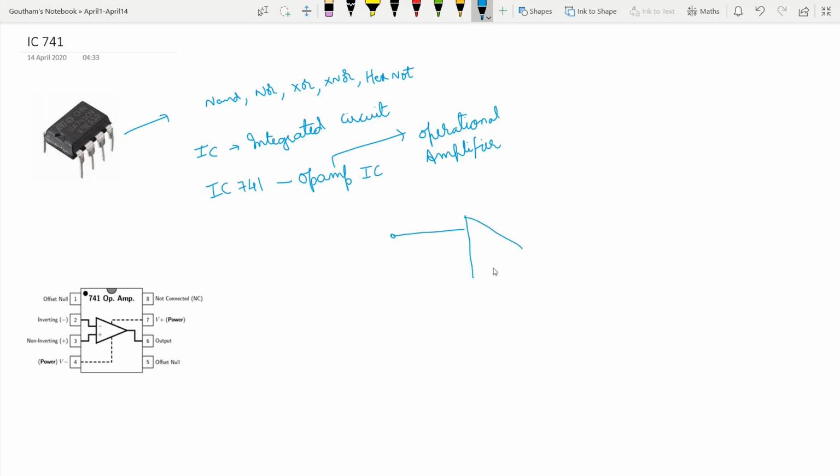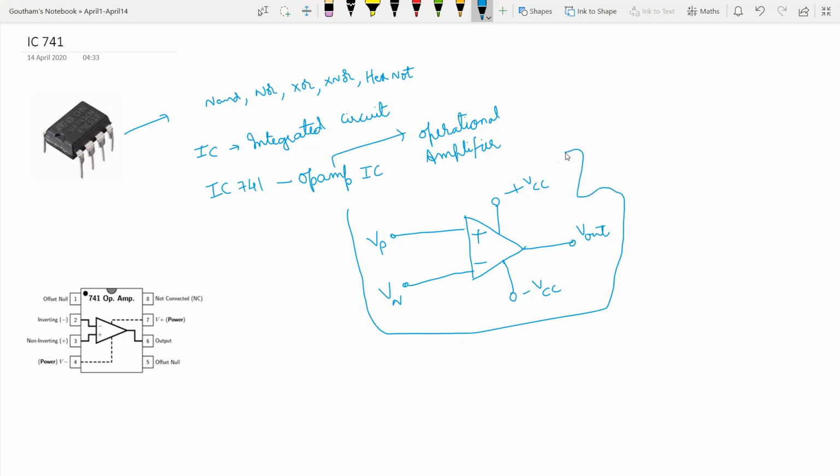It basically has two input terminals. One is the positive terminal, usually referred to as VP. The other is the negative terminal, referred to as VN, and this is the output terminal, Vout. Apart from these three terminals, there are two other terminals, which are the power supply terminals: one is plus VCC and the other is minus VCC. So this is your op amp symbol.